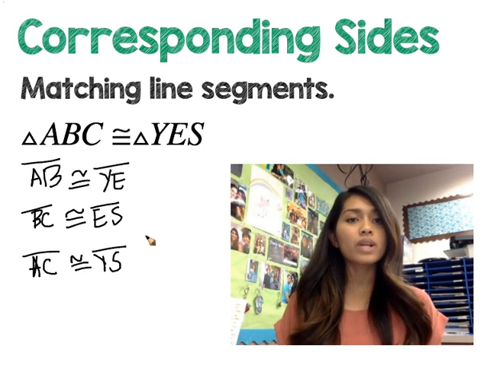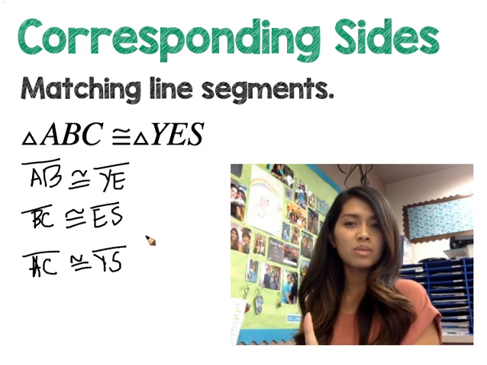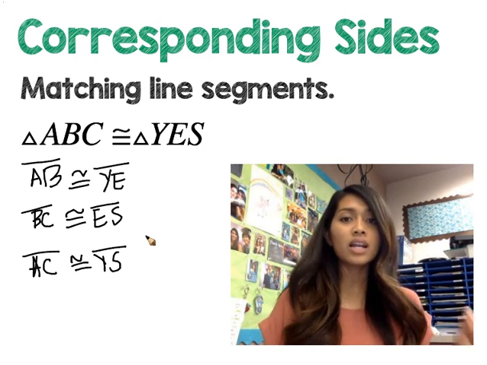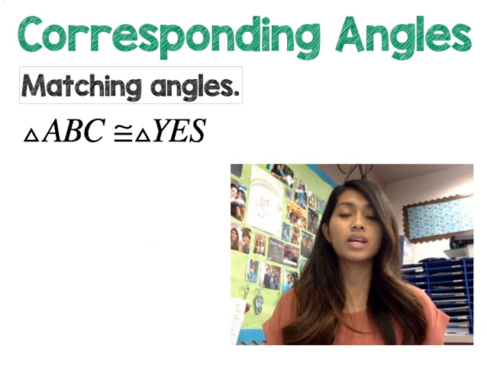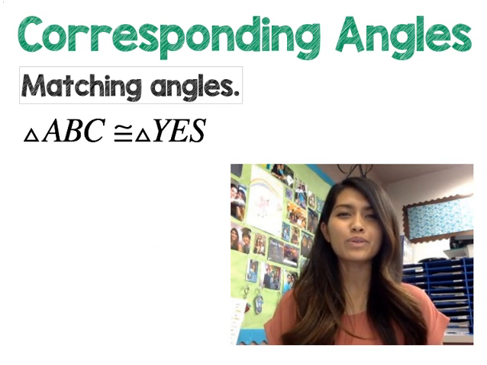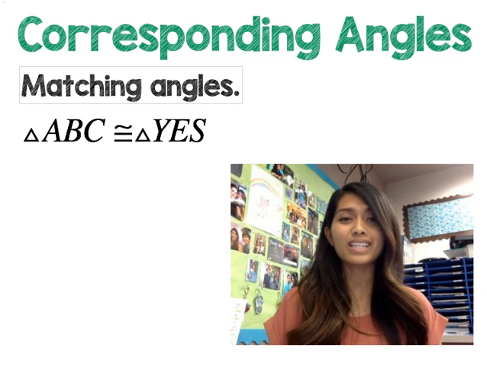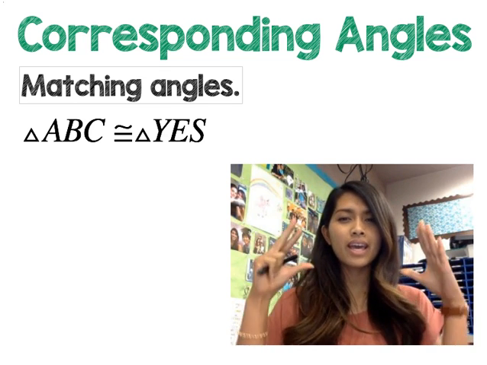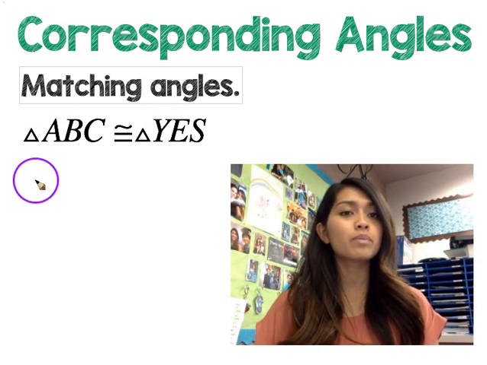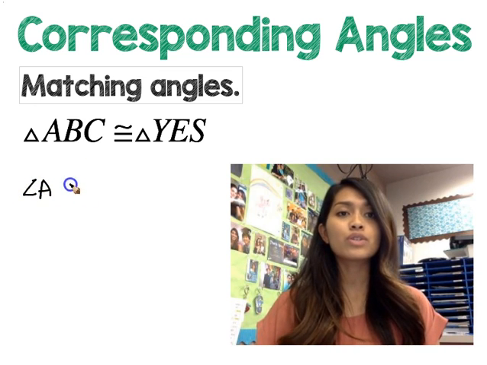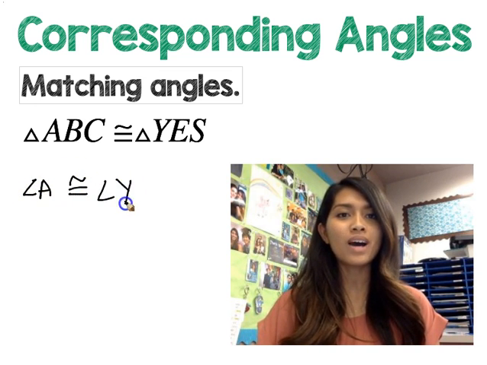So from now on, what I want to hear you say is segment AB and segment YE, not just AB, not just YE. Got that? Now we're going to go over corresponding angles. So what are corresponding angles exactly? Basically, they're matching angles. So here, I'm going to say that A corresponds to Y, so I could put angle A is congruent to angle Y.